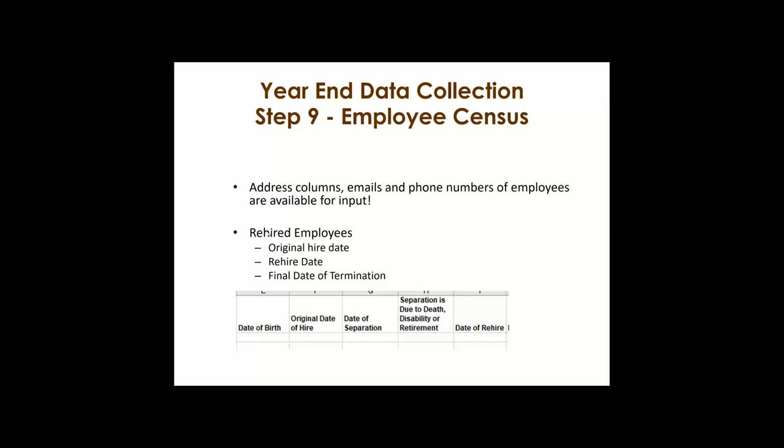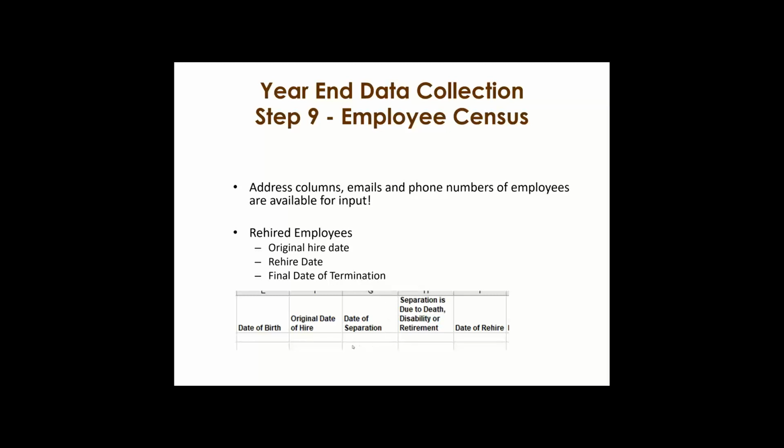Rehired employees. This is very important: we need all 3 dates of a rehired employee. Their very first original hire date, like the very, very first. If they've been rehired 5 times, we want their very first original hire date. And then their most recent date of rehire for the year that we're working. So if they separated in 2020 and then were rehired in 2022, we need those 2 dates. Okay, we must have all 3 dates completed for a rehired employee.